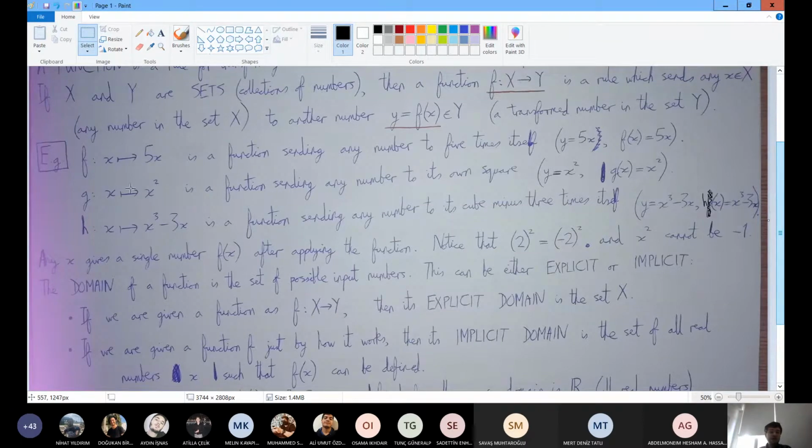Notice that, for example, taking this function g, it's possible to send two different numbers to the same output number. If you have the inputs 2 or minus 2, then the outputs 2 squared and minus 2 squared are both 4, they are both the same thing. And also there are some numbers which cannot be outputs. For example, x squared cannot be negative. So minus 1 is not in the possible output numbers.